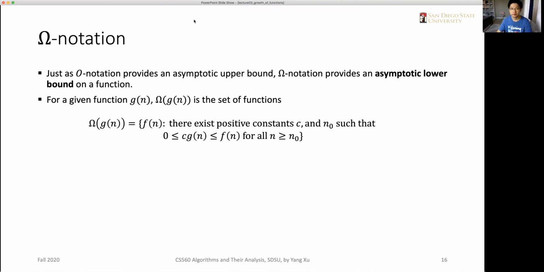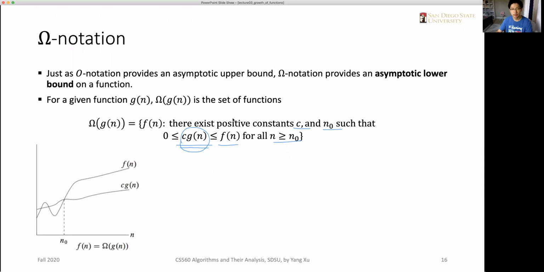And for any function in this set, it must satisfy that we can find constants c and n0 such that the target function is greater than c times g of n for all n that are greater than n0. Okay, so now we put g of n to be a lower bound here, right?